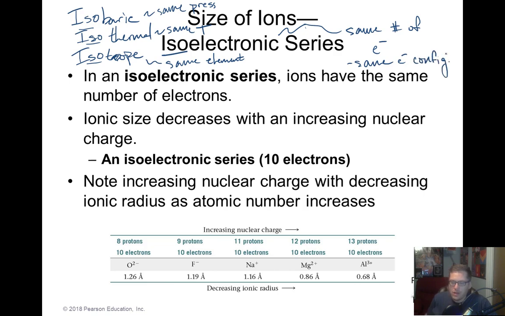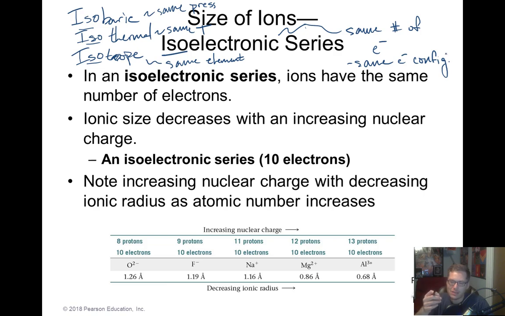Those are isoelectronic series. They have the same number of electrons, or the same electron configuration. When you're comparing things with the same number of electrons, you have to think about their effective nuclear charge, that Z effective. As your Z effective gets bigger, your ionic size is going to decrease.